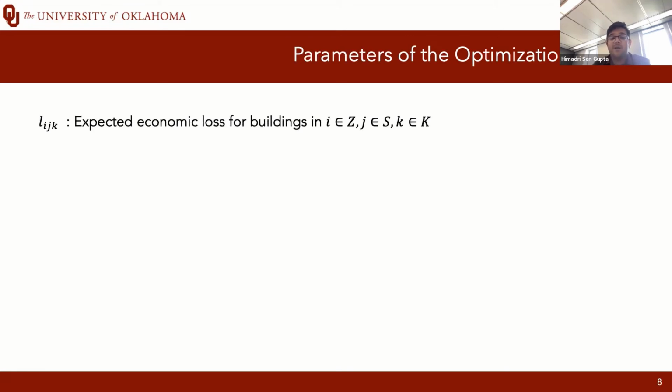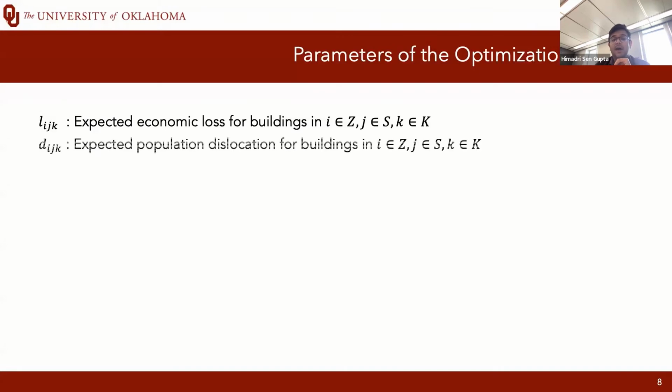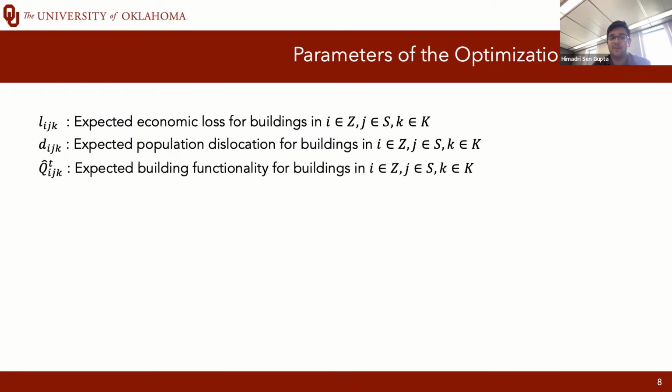So the first parameter will be the expected economic loss, which is directly connected with one of our objective functions, which is minimizing our total direct economic loss due to the building damage. And then I'm considering our second parameter, which is the expected population dislocation, which is connected with my other objective function, which is minimizing the population dislocation. And then I'm considering the expected building functionality.